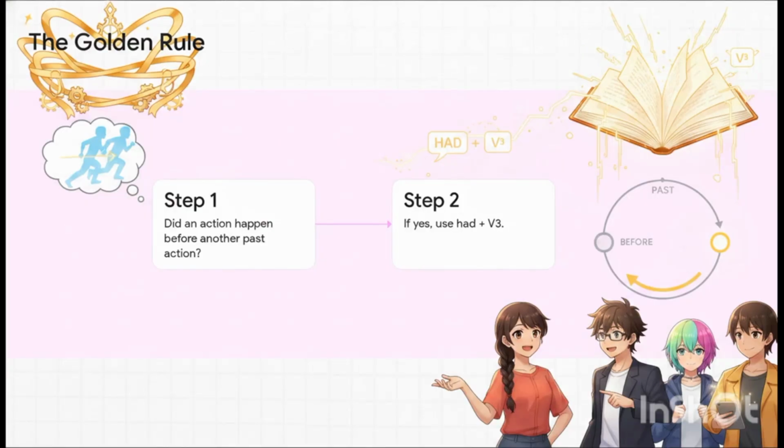So, to cement everything we've covered in our explainer today, here is your ultimate golden rule. It's a super simple 2-step mental check you can use every single time you tell a story. Step 1, ask yourself, did an action happen before another past action? Step 2, if the answer is yes, use had plus V3 for that earlier action. If the answer is no, just stick to the simple past. It really is that straightforward.